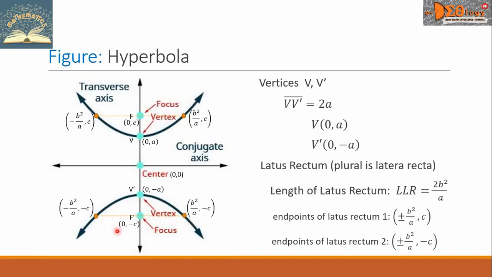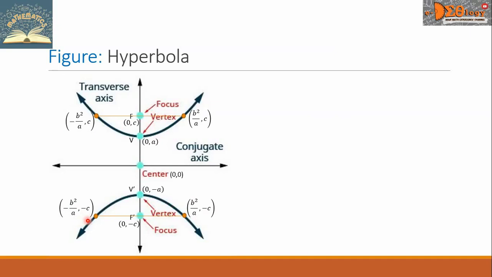For the second latus rectum, the endpoints are (b squared over a, negative c) and (negative b squared over a, negative c). Now the eccentricity is denoted by e, and this is equal to c over a.